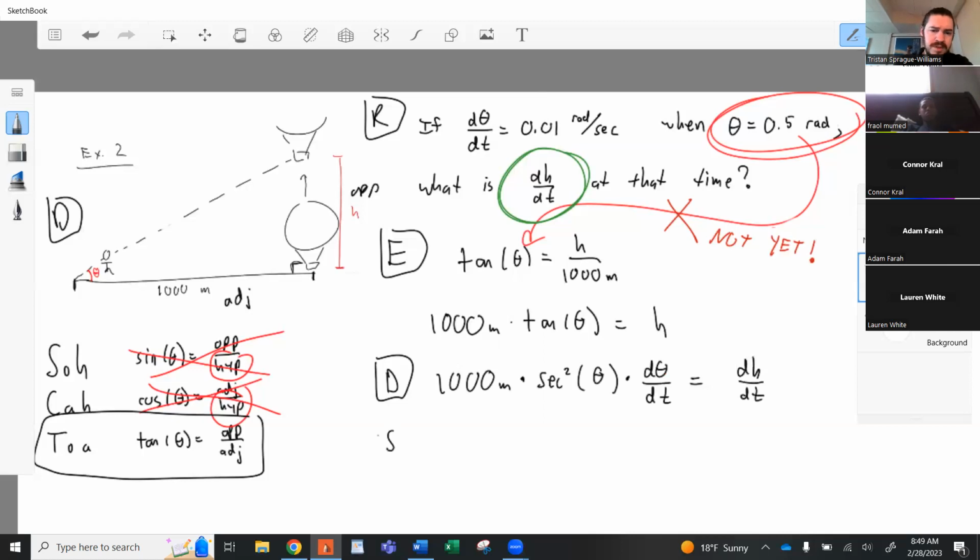So the substitute step is then to plug in any known information we have. So now we get to plug in this information.